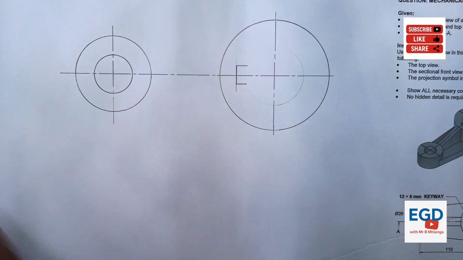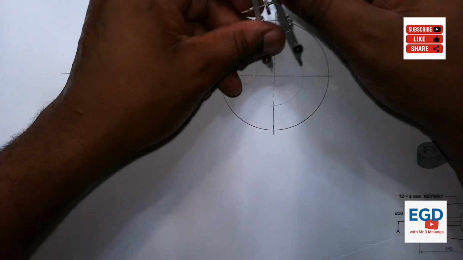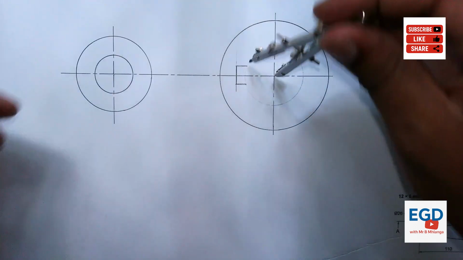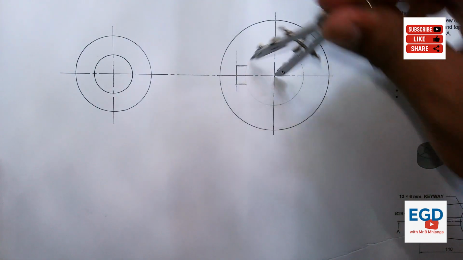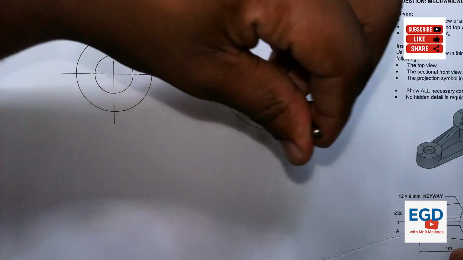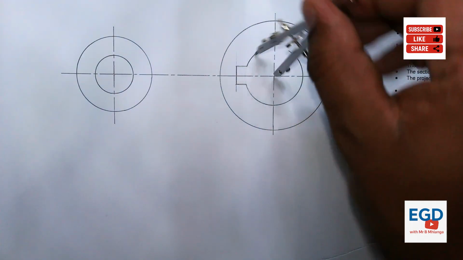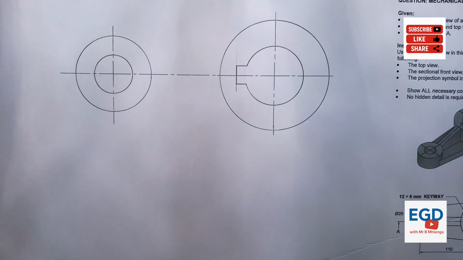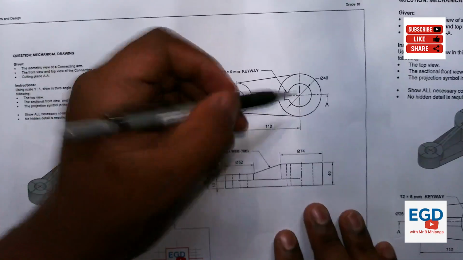After drawing the keyway, now I can complete the circle. Remember, the circle will start there and end where? Here. So just make it dark like that. Okay, done with that section.